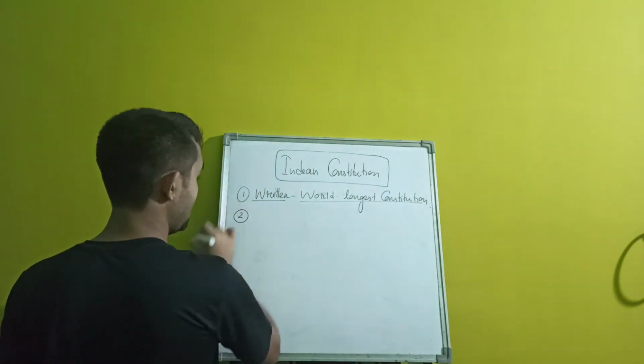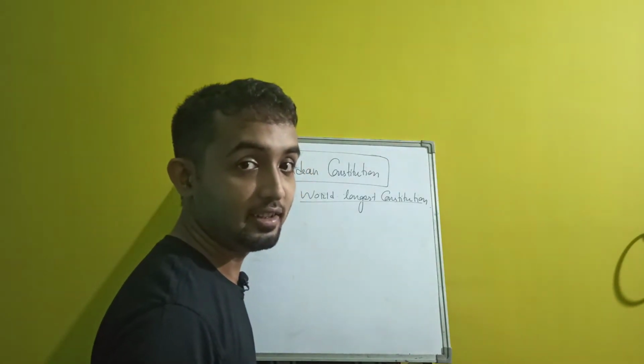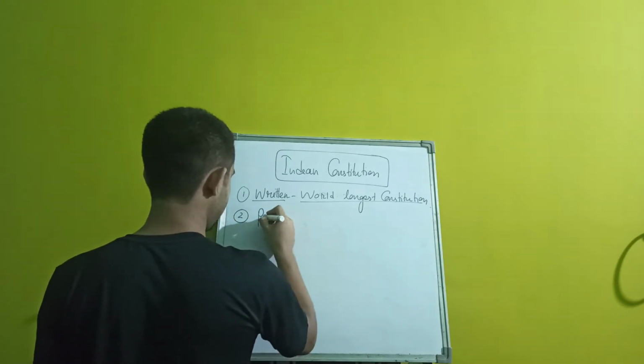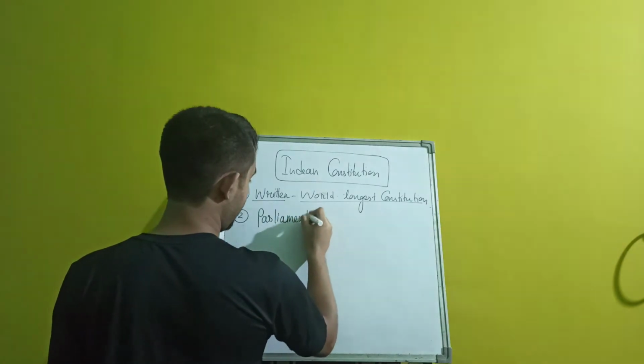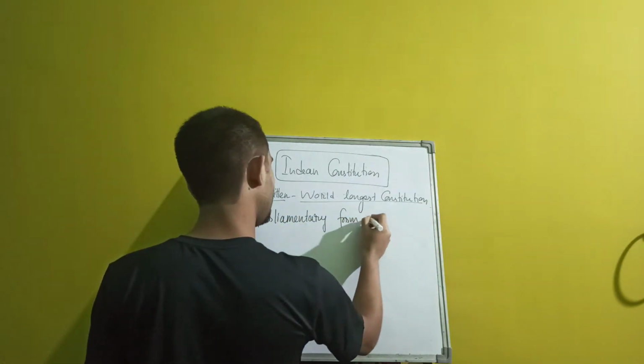Number 2, according to Indian Constitution, India is a parliamentary form of government. In India, parliamentary form of government is there.